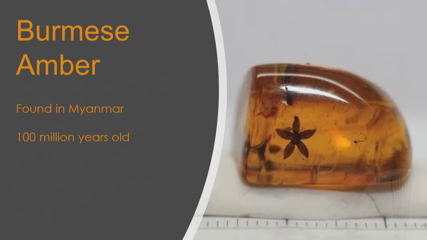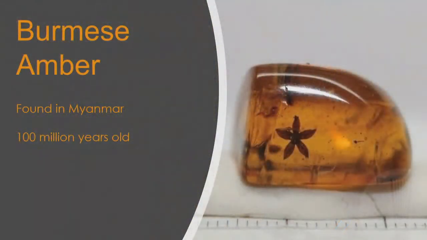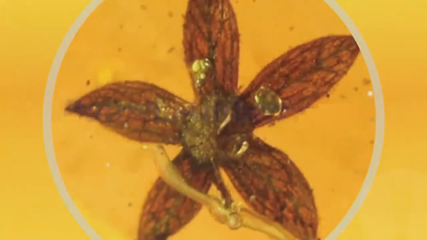Burmese amber is one of the types that you find in the Cretaceous, found in modern-day Myanmar, no longer called Burma. Typically it's 100 million years old. Here's a close-up of that Cretaceous flower in this piece of resin. So you're looking at a 100 million year old flower there. It's very tiny, very, very small. I believe it's one of those specimens right over here.